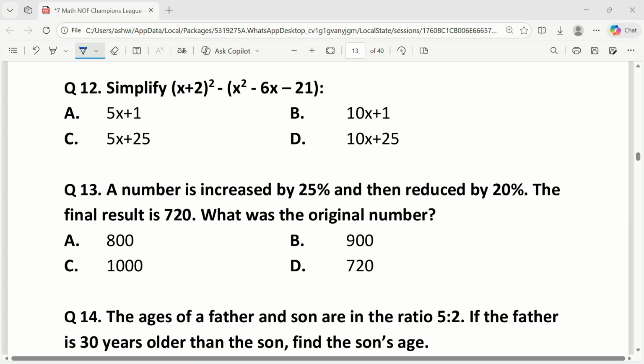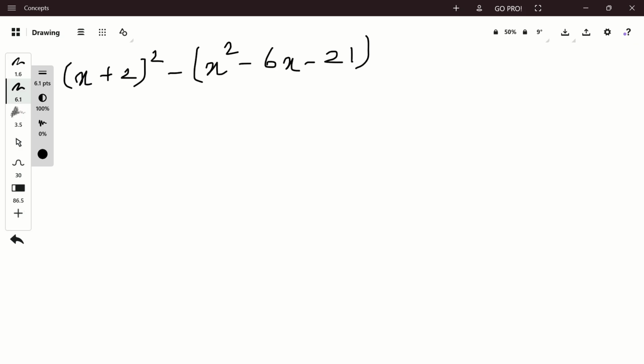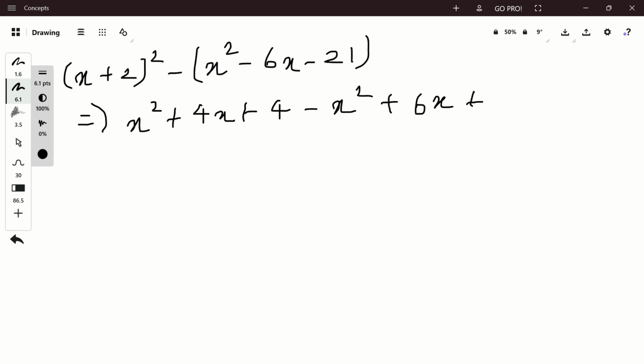Simplify x plus 2 whole square minus x square minus 6x minus 21. Expand the squared term and distribute the negative signs, that is x plus 2 whole squared minus x square minus 6x minus 21 is equal to x square plus 4x plus 4 minus x square plus 6x plus 21.